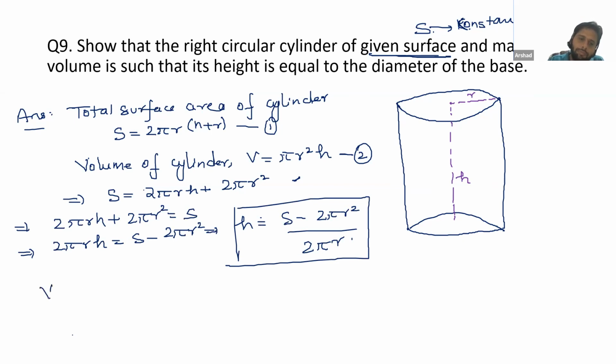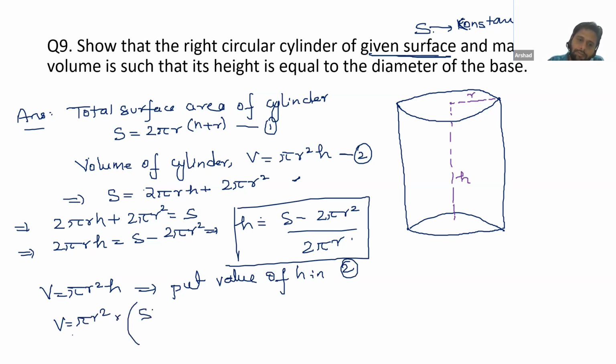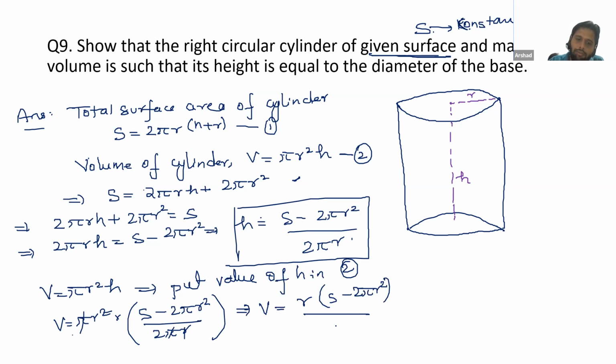Now, what is the volume? Volume is pi r square h. Put this value here. Put the value of h in. So what you will get, V is equal to pi r square into h, and h is S minus 2 pi r square by 2 pi r. Cancel this pi, cancel one r. So you will get V is equal to r times S minus 2 pi r square by 2. Open this bracket, so you get V is equal to Sr minus 2 pi r cube by 2. Okay, so I have already simplified till here.